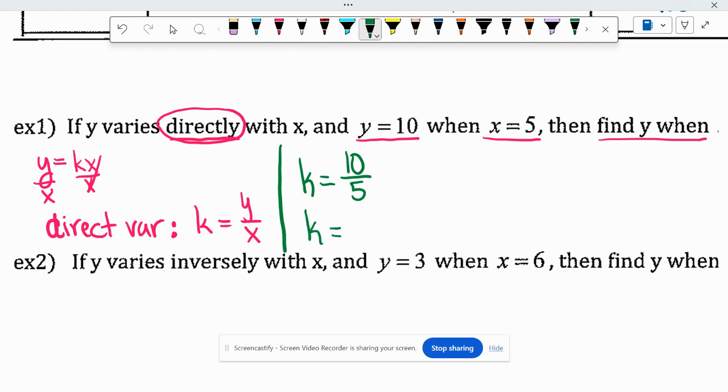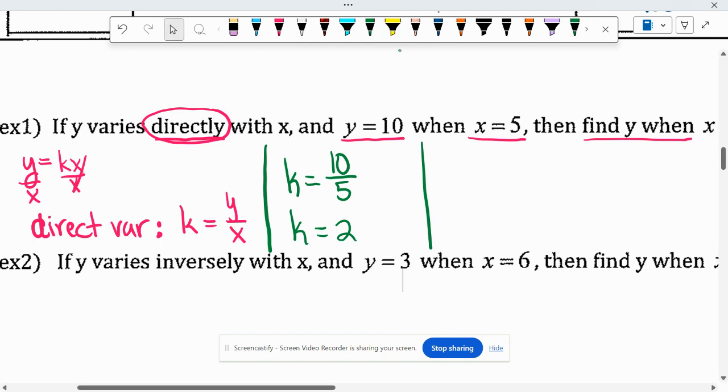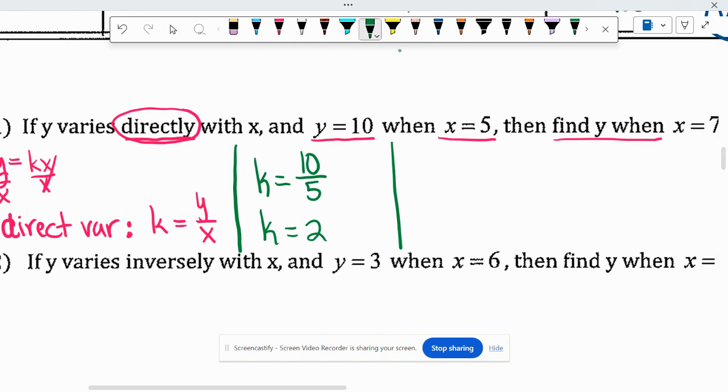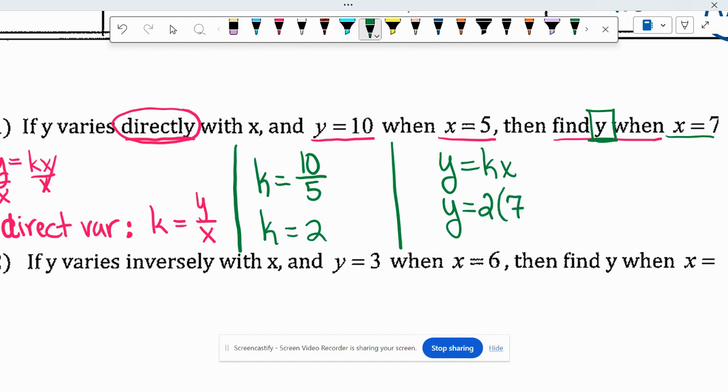So K equals 2. So now what are you going to do? Well, you're going to use that direct variation equation, Y equals K times X, and you're going to find out what Y equals. You're going to solve for Y when X is 7. Y equals K, which is 2, times 7. So when X is 7, what is Y? 14. Yep.